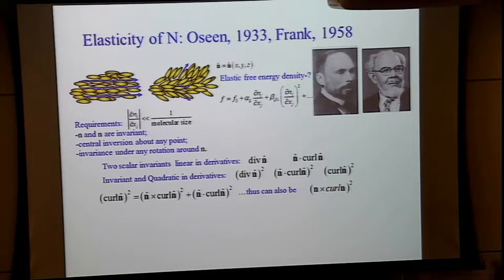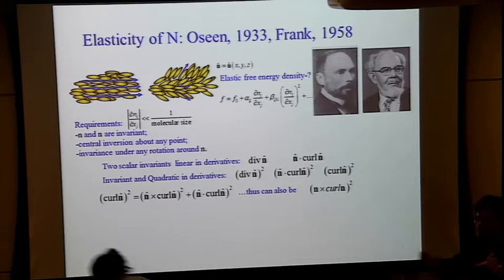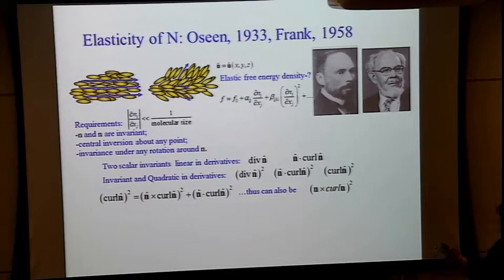You can do a very detailed consideration of all these conditions, but we do not have time for that. Yes. No, for biaxials it's a little more complicated because, for example, you don't have the invariance around any rotation around n, because you have the secondary director. But don't worry, experimentally biaxial nematics apparently do not exist.